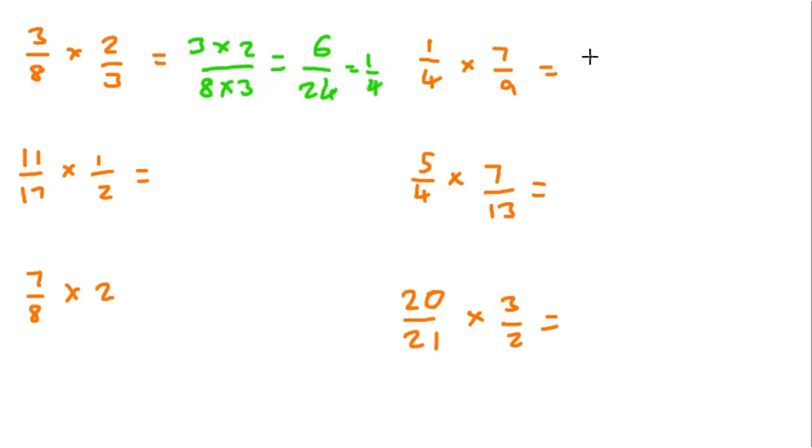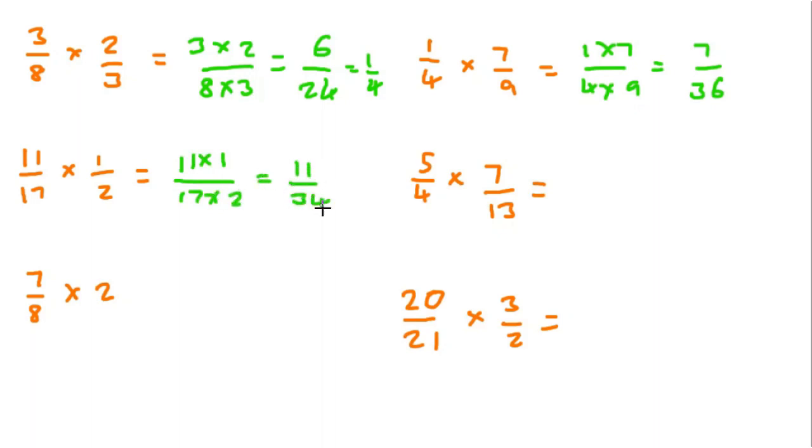For this next example, this is the same as 1 times 7 over 4 times 9. That's equal to 7 over 36. And that can't be simplified anymore. So this one is 11 times 1 over 17 times 2. That's equal to 11 over 34. Here we have 5 times 7 over 4 times 13, and that is equal to 35 over 4 times 13 is 52.